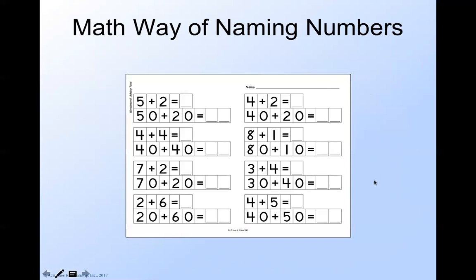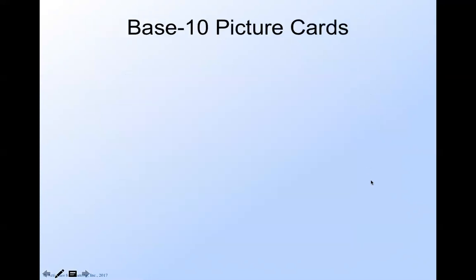And this is a temporary way. We tell them it's a special math way of counting. And there are lessons that show the history behind our traditional English names as well. But this is what we're going to do at first, just to make sure that our place value is clear.